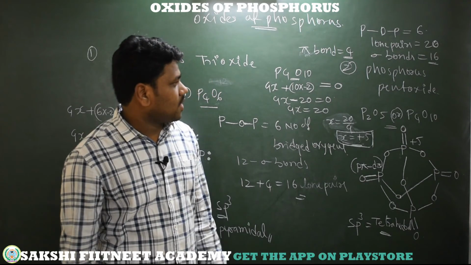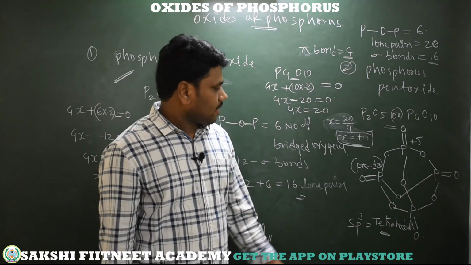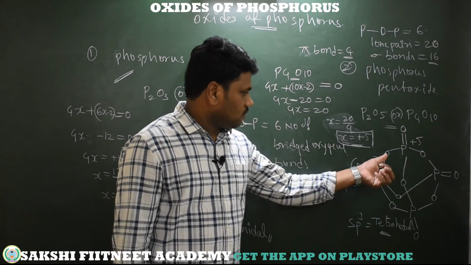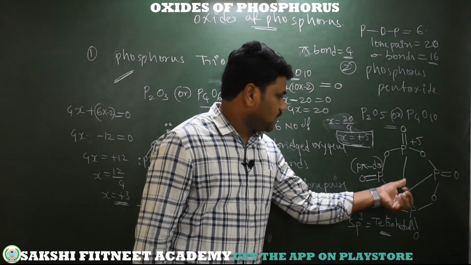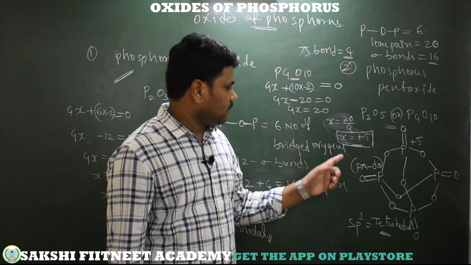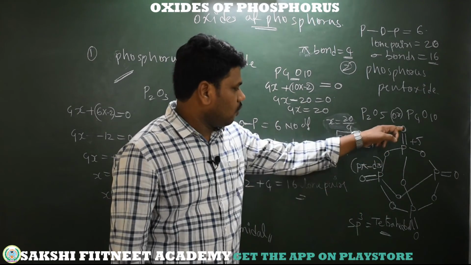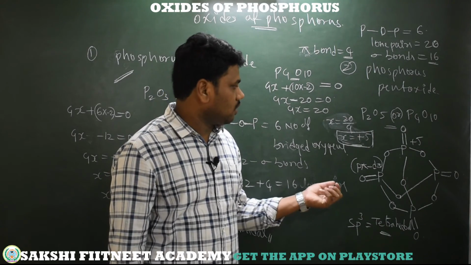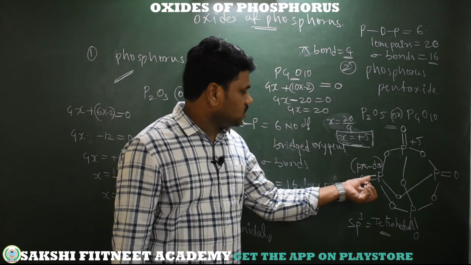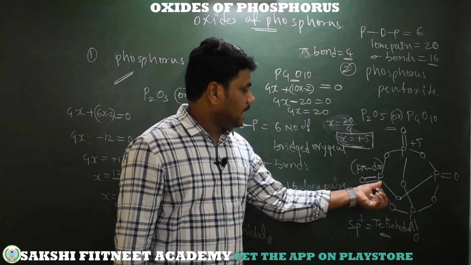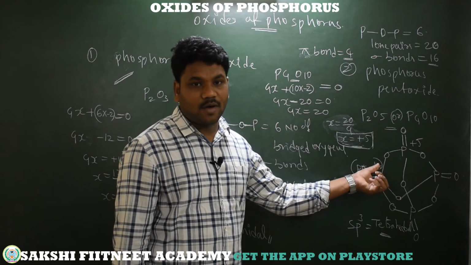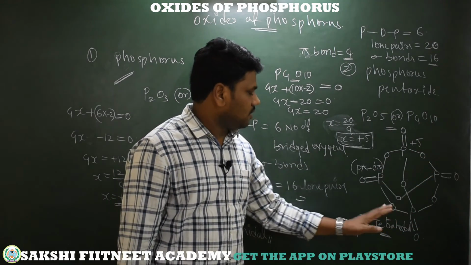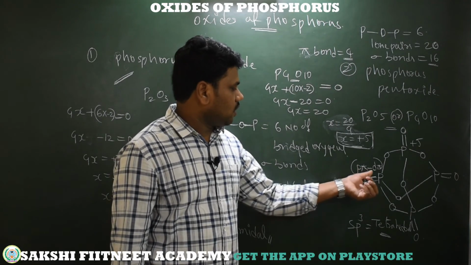So this is the structure of phosphorus pentoxide. Simply, here see, each phosphorus has sp3 hybridization, tetrahedral, and here we have 6 bridged oxygen atoms between phosphorus and phosphorus, and 4 oxygens which have a double bond with the phosphorus. One is a sigma bond, one is a pi bond, and this pi bond is due to the p orbital of oxygen and d orbital of phosphorus. That's what p pi d pi we are representing. So each phosphorus shows the same.